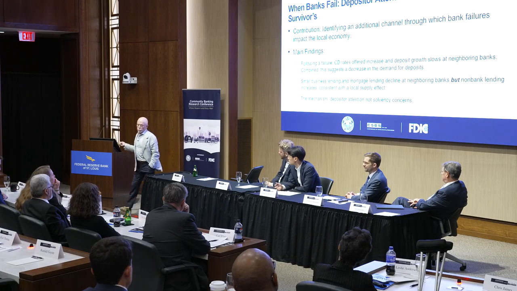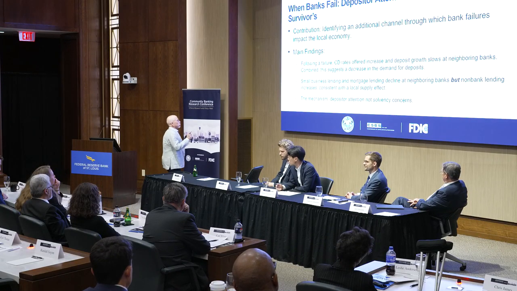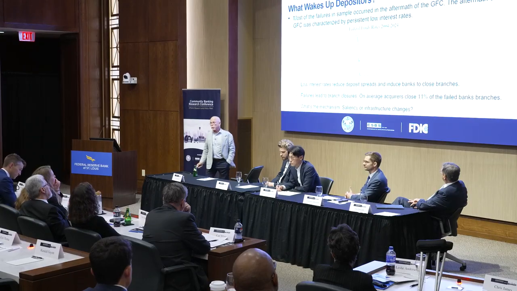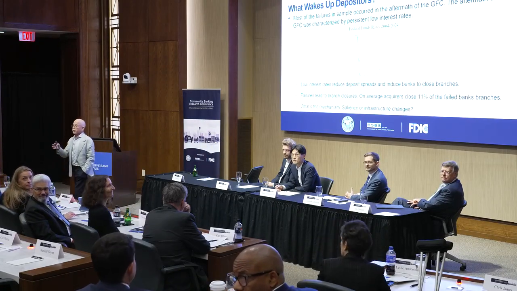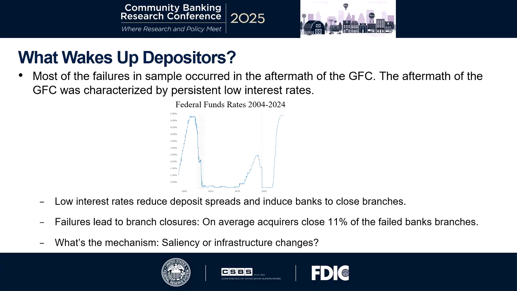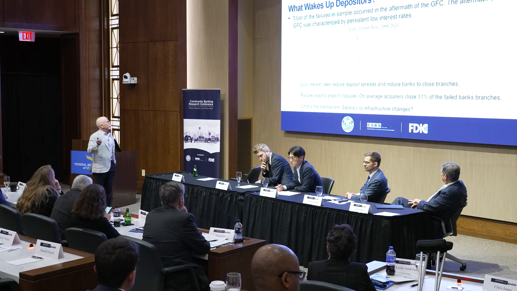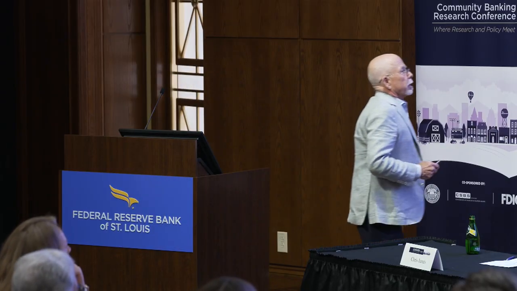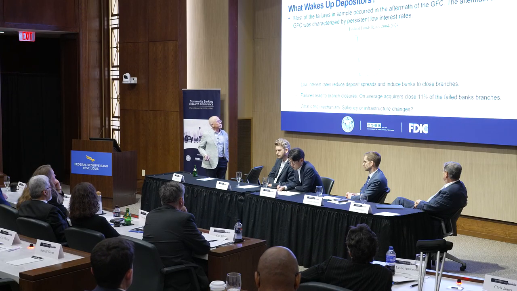And what the authors are pretty clever in doing is disentangling the mechanism, which is depositor attention, as opposed to solvency concerns. One of the issues with all these papers on bank failures is they tend to be clustered at periods of slow economic growth, and in particular, the global financial crisis occurred at a time that was subsequent to or preceded a period of very, very low interest rates. And then the question is, did that lead banks to close branches? Did branch closures lead to the kind of real effects that we're talking about? So is it the failure of the bank or the low interest rates that led to closures of branches that led to declines in economic activity? And so is the mechanism saliency or infrastructure changes?